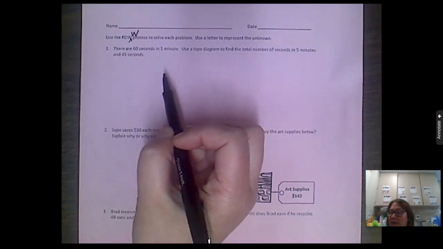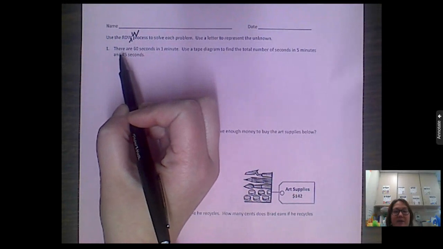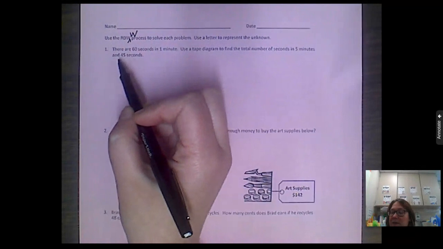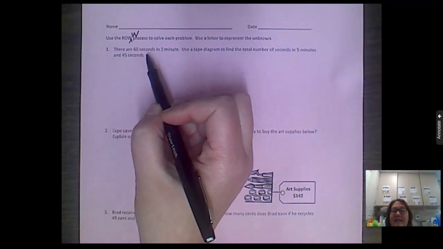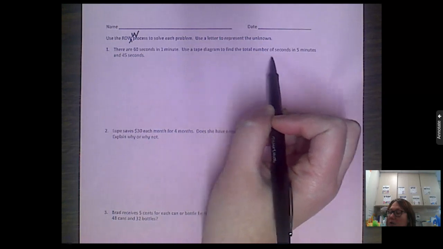Okay, so let's go ahead and take a look at number 1. Put your finger, your pencil on there and just follow along with me, or you can read it aloud with me. Okay, here we go. There are 60 seconds in 1 minute. Use a tape diagram to find the total number of seconds in 5 minutes and 45 seconds.